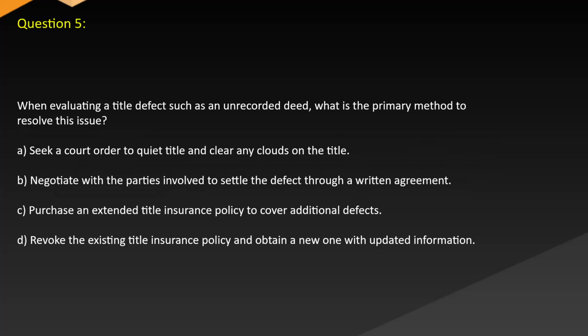Question 5. When evaluating a title defect such as an unrecorded deed, what is the primary method to resolve this issue? A. Seek a court order to quiet title and clear any clouds on the title. B. Negotiate with the parties involved to settle the defect through a written agreement. C. Purchase an extended title insurance policy to cover additional defects. D. Revoke the existing title insurance policy and obtain a new one with updated information.